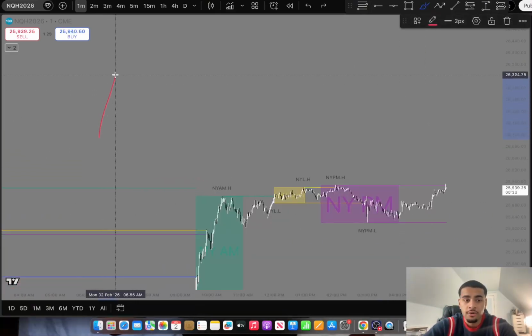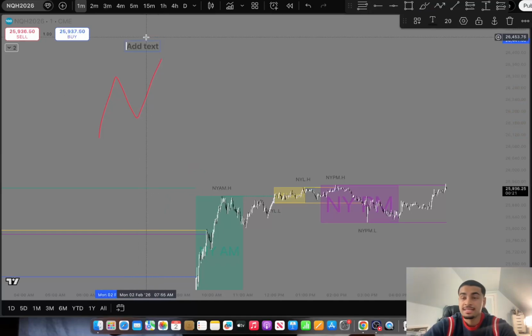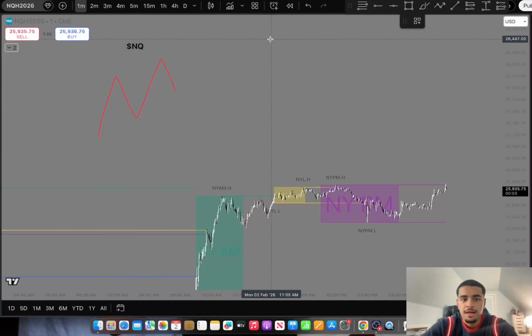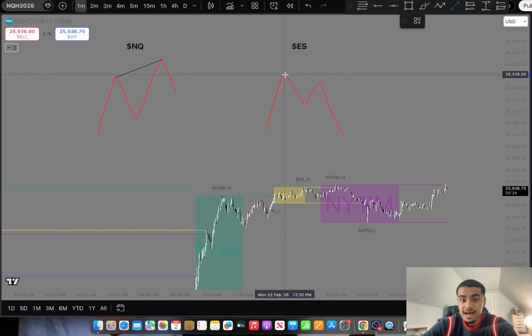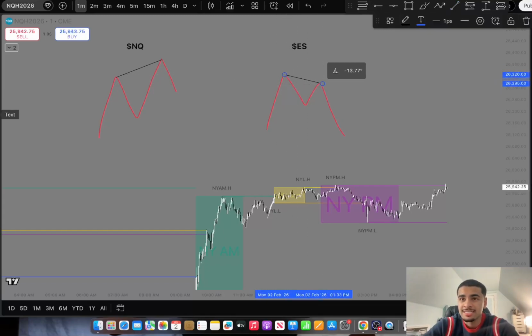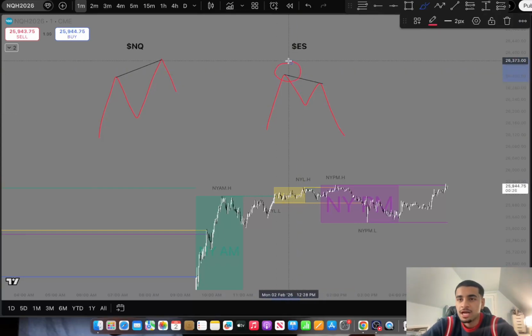Let's say the market is going... Let's say this is NQ, for example. And then this is ES. Okay, so as you can see, this high has been taken by NQ. And on ES, this high has not been taken, right? This would be an example of a bearish SMT. This then on ES becomes a protected high.